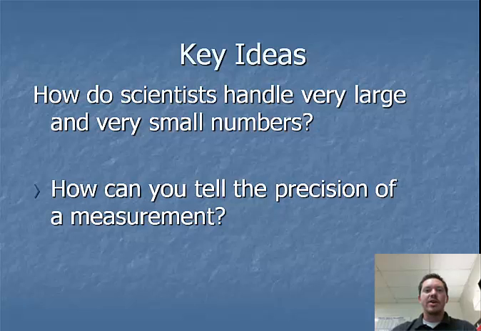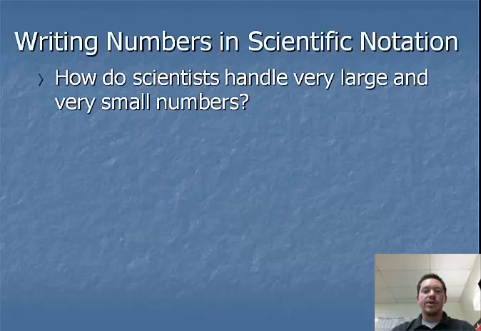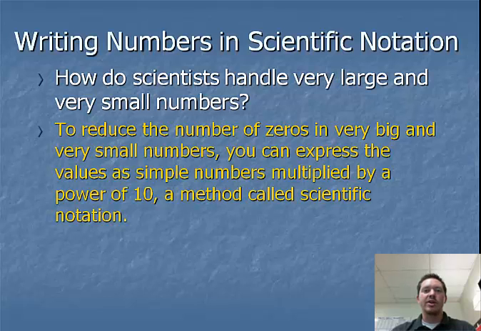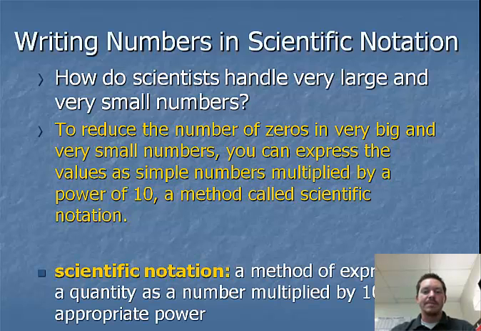So our key ideas are: how do scientists handle very large and very small numbers? And how can you tell the precision of a measurement? To answer our first question, how to handle very large and very small numbers, to reduce the number of zeros in very big and very small numbers, we express these values as simple numbers multiplied by a power of 10. And this is called scientific notation. Scientific notation is defined as a method of expressing a quantity as a number multiplied by 10 to an appropriate power. I'll show you some examples of this here in a minute.